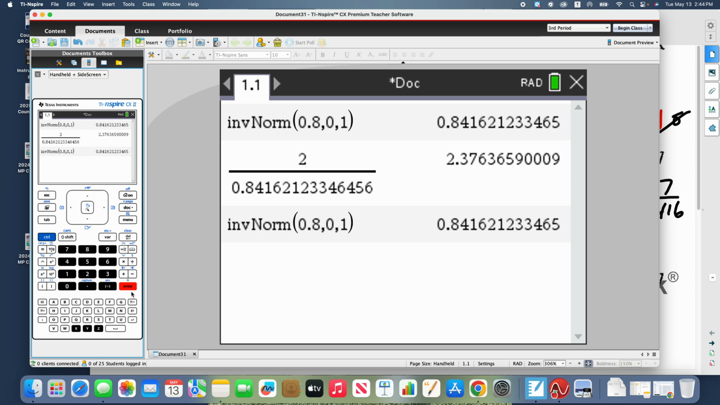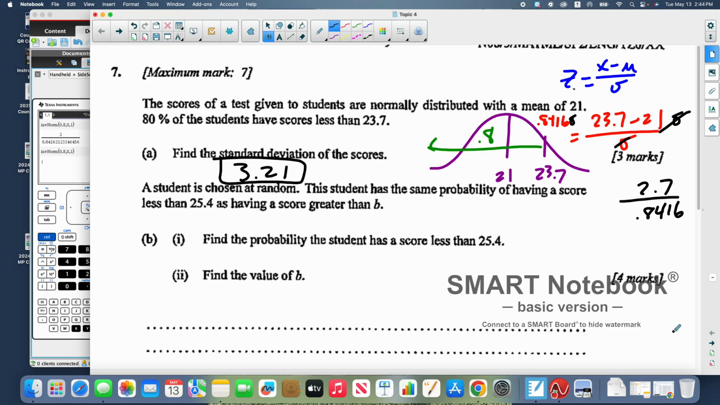Okay, good. Now, if I keep going, students chosen at random, the student has the same probability of having a score less than 25.4 as having a score greater than whatever. Find the probability that a student has a score less than 25.4. What's the probability to have a score less than 25.4? So 25.4 would be there, and I want all that value that way.